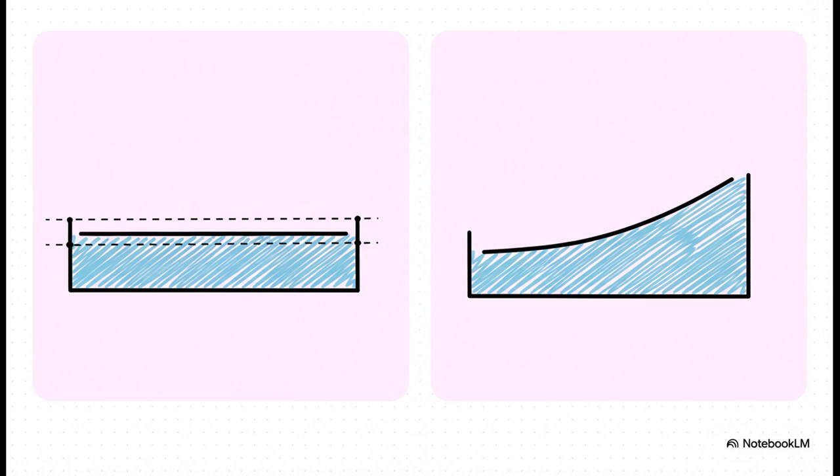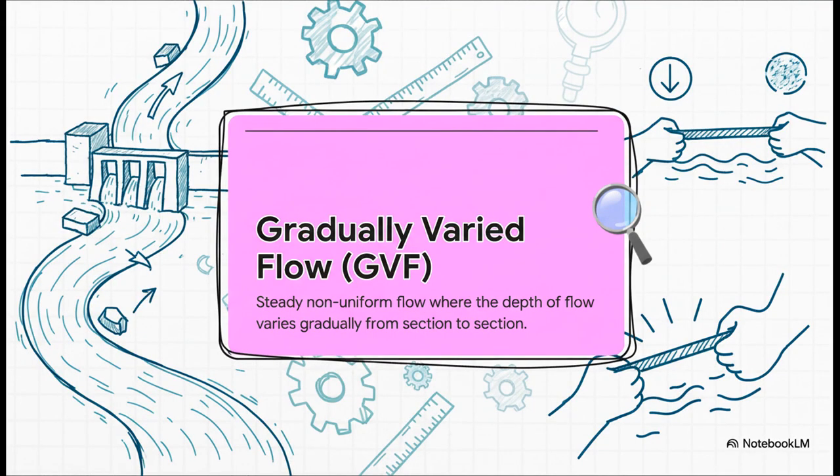On the other side is reality, gradually varied flow. Here, the depth is always changing, which means the water surface has its own unique curve. And the most important word in the name is gradually. We're talking about slow, drawn-out changes that happen over really long distances, not something sudden and dramatic like a waterfall. The amount of water moving is steady, but its depth is always adjusting.